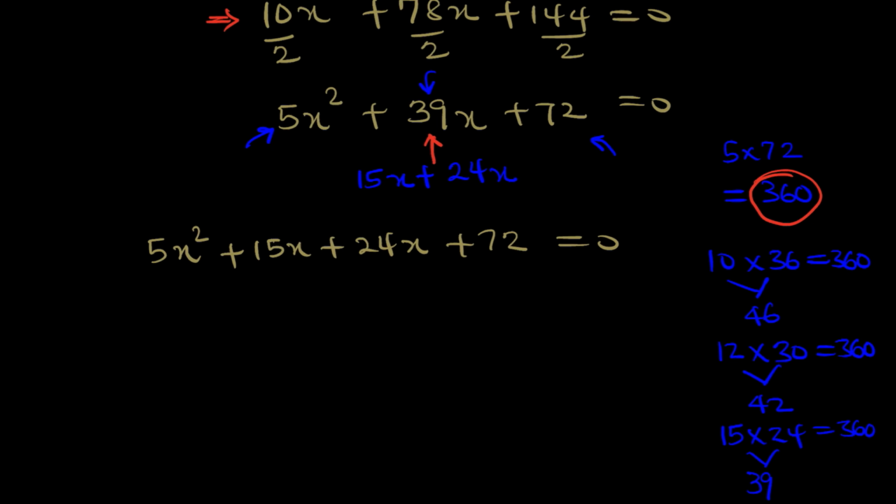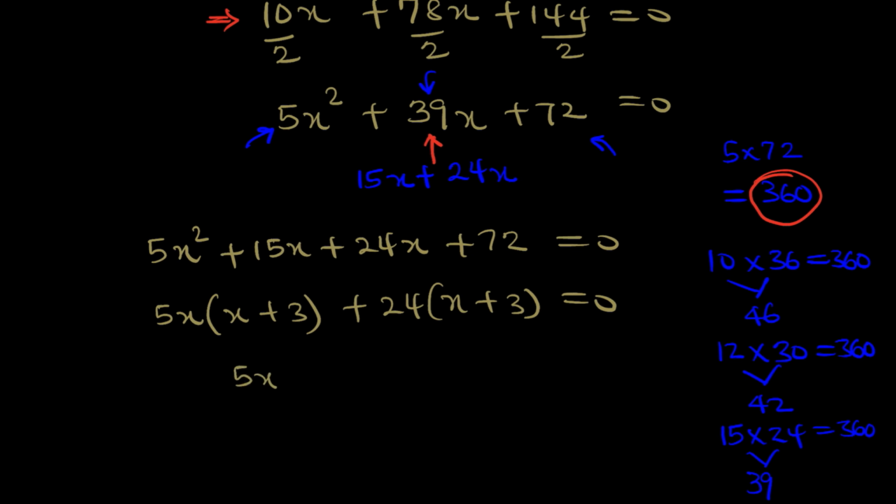So now we can factorize. 5 is common to the first two expressions as well as x. So I'm left with x plus 3. And then 24 is actually common here as well. So I have x plus 3 in the bracket is equal to 0. So I have 5x plus 24 times x plus 3 is equal to 0.